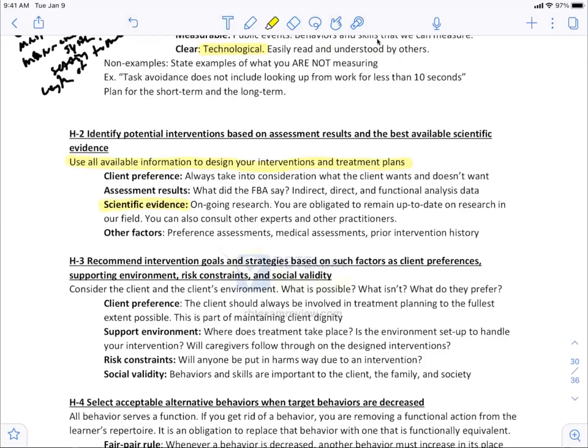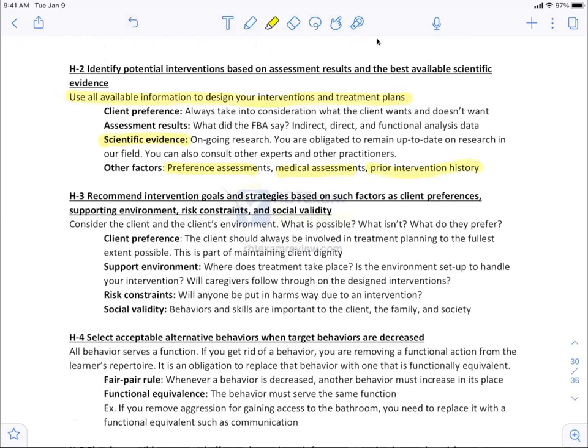Assessment results. What did the FBA say? What did our data say? We need to identify interventions based on data and evidence. Just because the data might not say what you want it to say doesn't mean we don't use it. Other factors, what about preference assessments, medical assessments, prior intervention history? All of those things we were doing in the beginning, where we were looking at prior history, prior medical records, doing FBAs, doing assessments, all leading up to us writing interventions based on those results. This is why assessment is so important. It gives us the evidence we need to write good interventions.